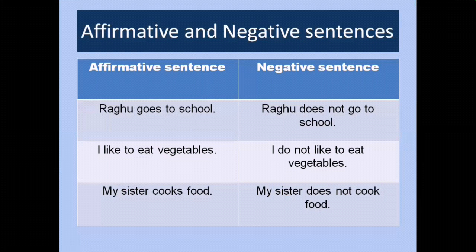Affirmative and negative sentences. Raghu goes to school. Negative becomes what? Raghu does not go to school. I like to eat vegetables. I do not like to eat vegetables. My sister cooks food. My sister does not cook food.